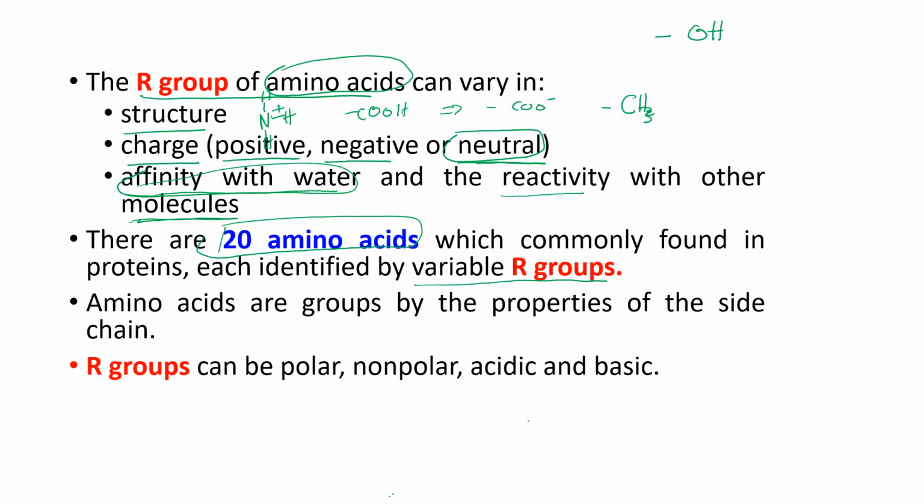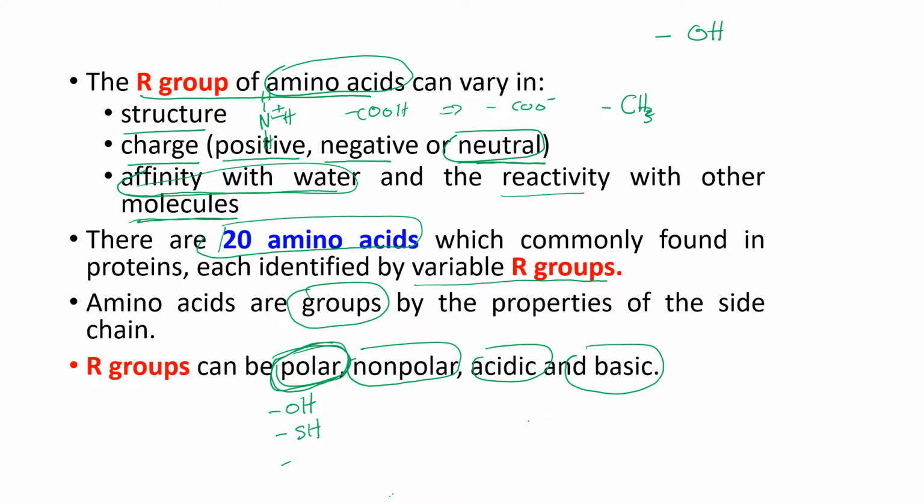Amino acids are grouped by the properties of the side chain. The R groups can be polar, non-polar, acidic or basic. If the R group has a hydroxyl group, for example, or sulfhydryl group, it causes the amino acid to be polar. A polar amino acid is able to dissolve in water. Non-polar amino acid, if the side chain contains, for example, hydrocarbons such as methyl group here.